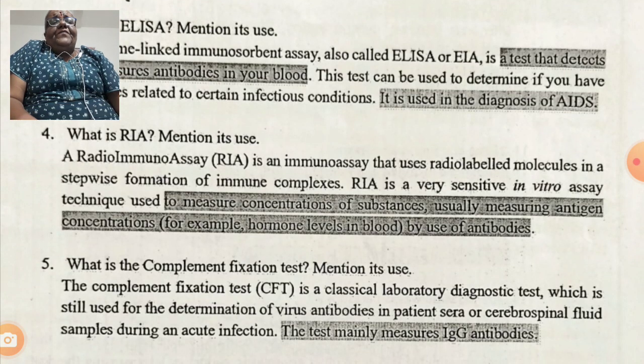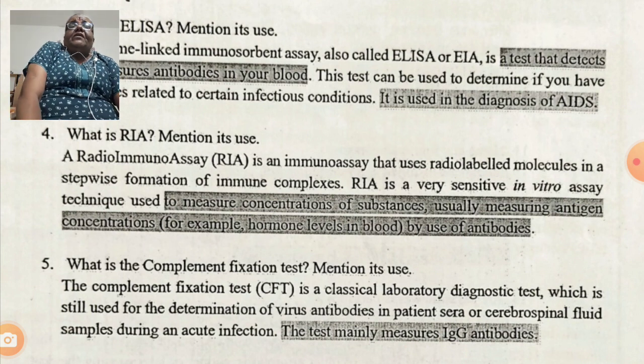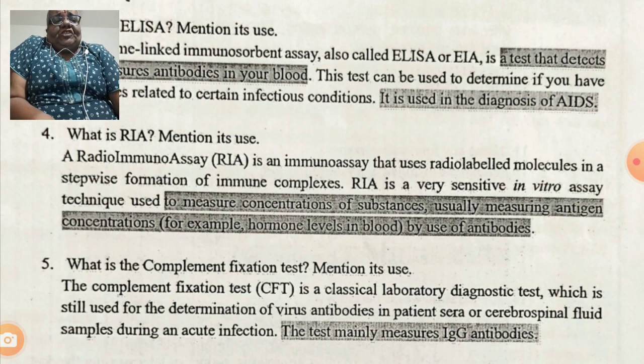I was telling you. This is an immunoassay that uses radio-labeled molecules. Nowadays, nobody goes for radio-labeled molecules because they are potent carcinogens. Therefore, people have shifted to chemiluminescence. But in RIA, they use radio-labeled molecules to form immune complexes. It's a very, very sensitive in vitro assay. In vitro means the assays or tests what you do under laboratory conditions.